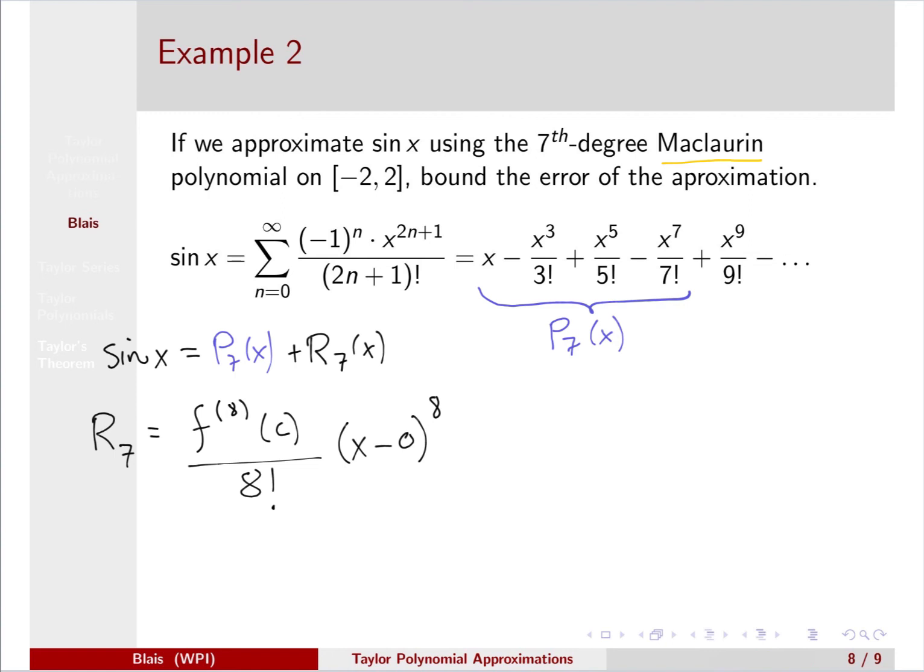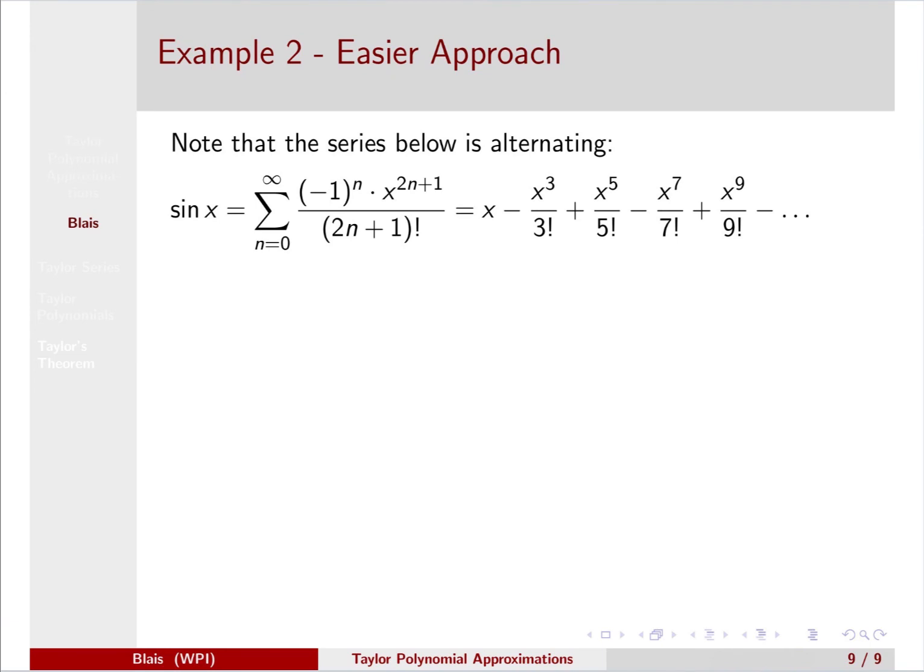there is a very specific trait that this Taylor series has that the Taylor series in the previous example did not. And it is that this is an alternating series. Notice we go signs of plus, minus, plus, minus, plus, minus. And when we have an alternating series, we have an easier route than using Taylor's theorem. And we have to think back to our studies of alternating series and recall our alternating series estimation theorem.